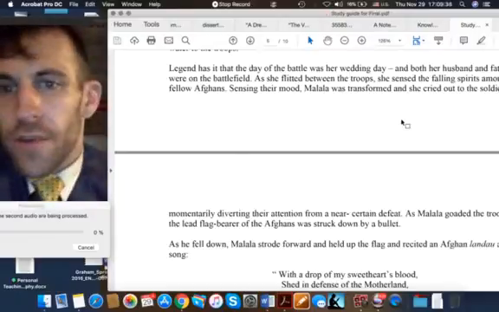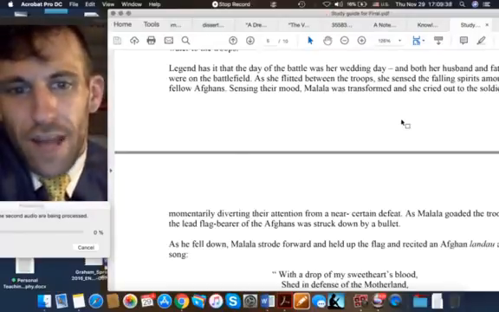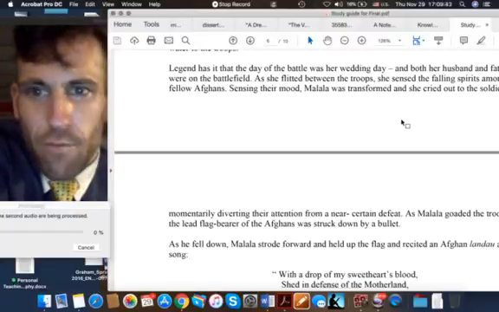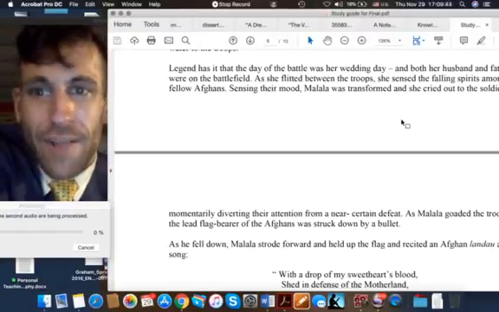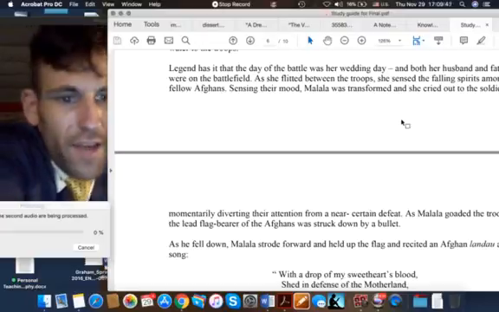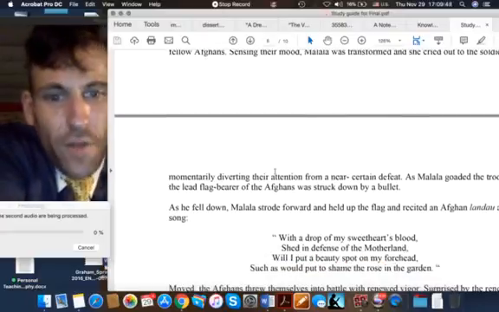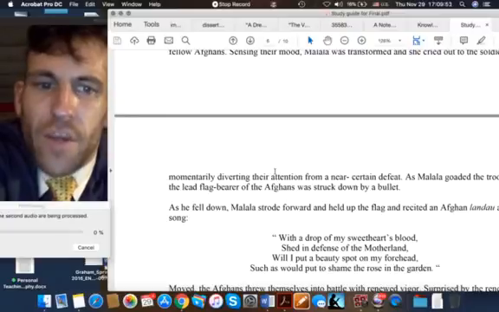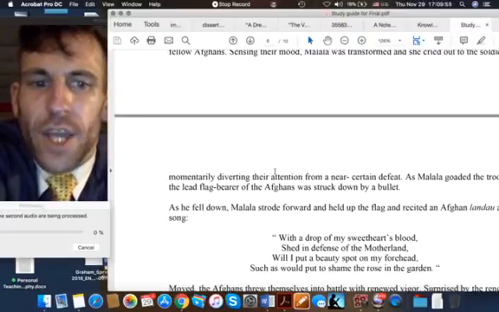When she goaded the troops to lead, the flag bearer of the Afghans was struck down by a bullet, so the flag bearer gets hit. She picks it up, and she takes her veil off and uses it as a flag in some traditions, and then she recites an Afghan Landi, which is, "With a drop of my sweetheart's blood, shed in defense of the motherland, will I put a beauty spot on my forehead, such as I would put shame to the rose in the garden."